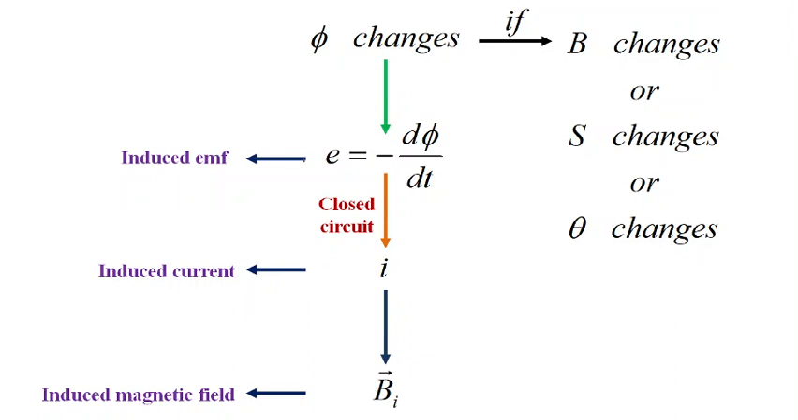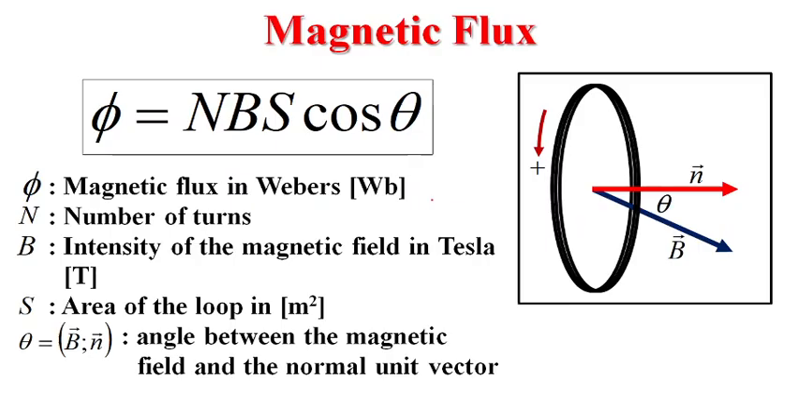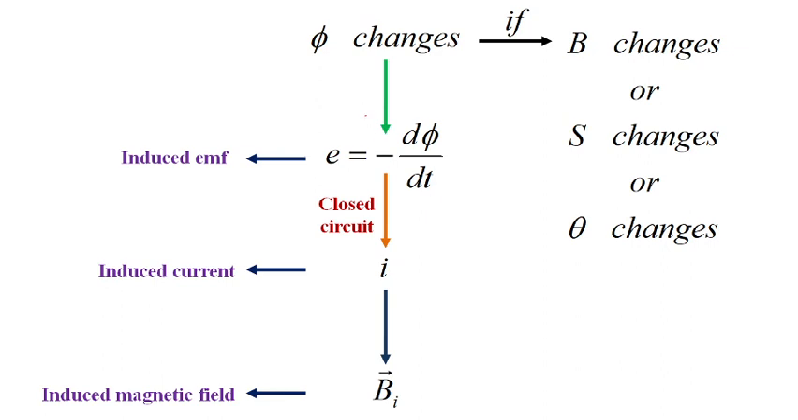E is the induced EMF. The minus sign is for Lenz's law: we oppose the variation of the change in flux, and d phi by dt represents the change in flux with respect to time. Mathematically it is equal to the derivative of flux with respect to time. So we have two basic rules in the lesson: phi equals N B S cosine theta, and E equals minus d phi by dt.